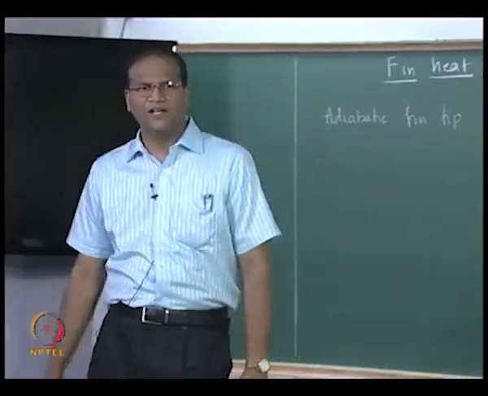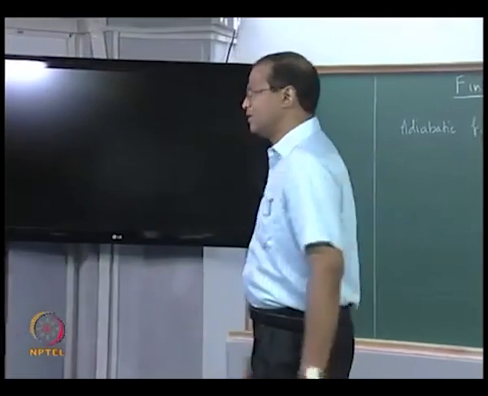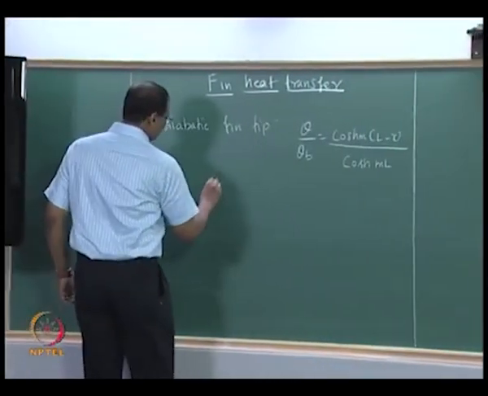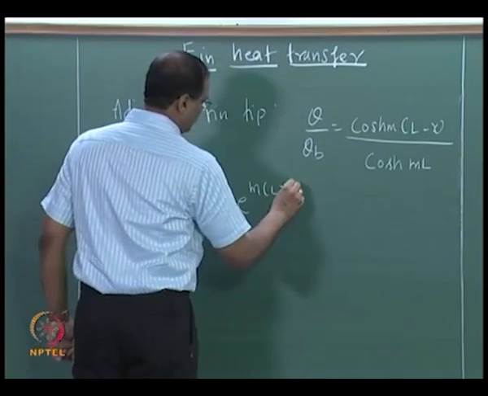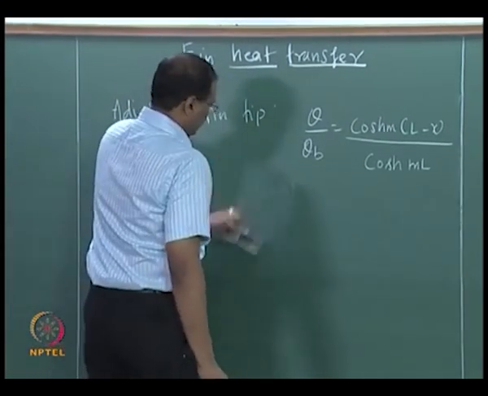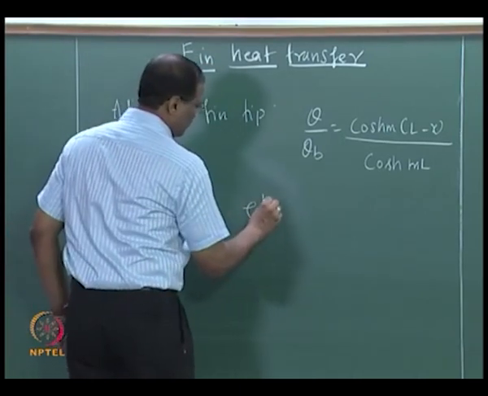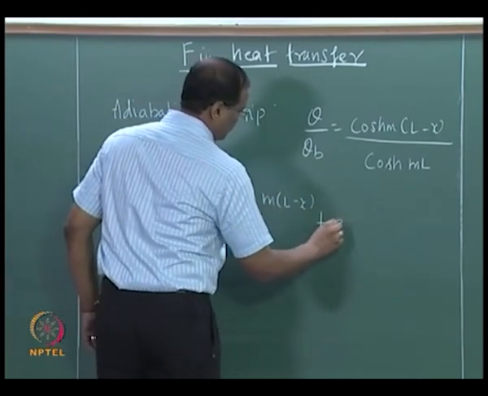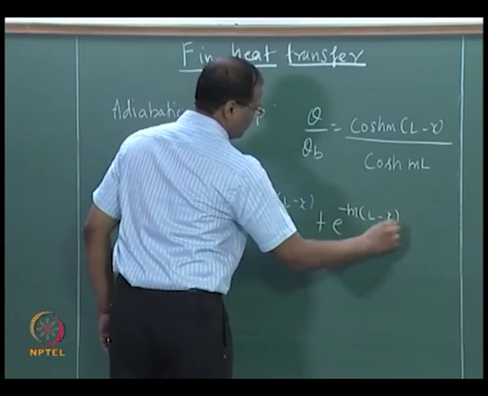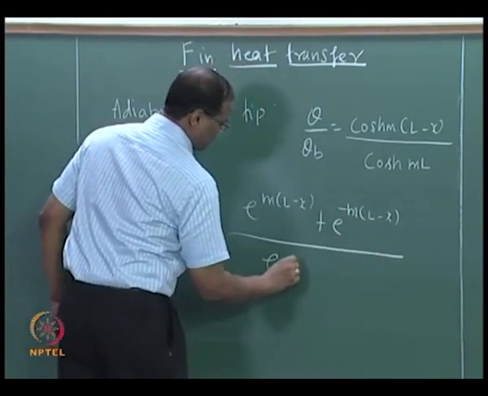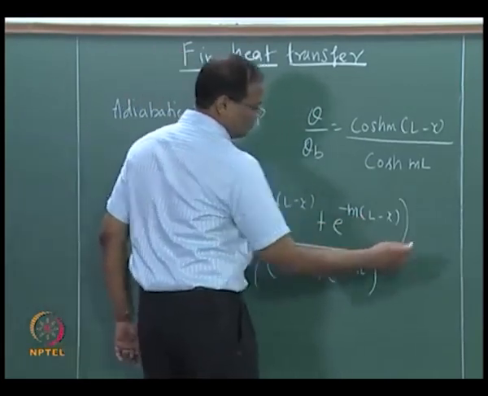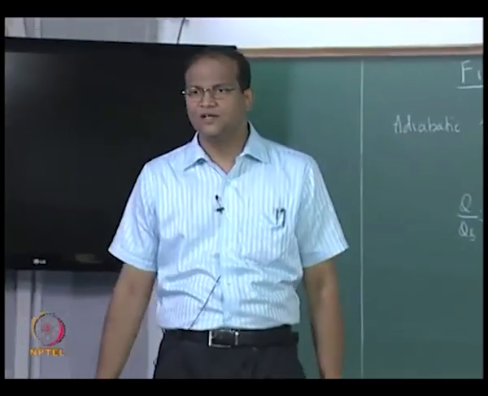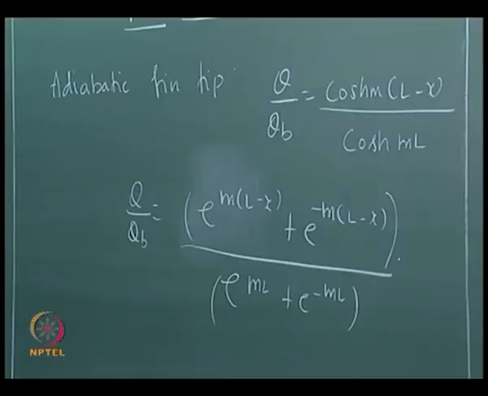We derived this temperature distribution in the last class. So this is the expansion for cosh m(L minus x) in the numerator and cosh mL in the denominator.